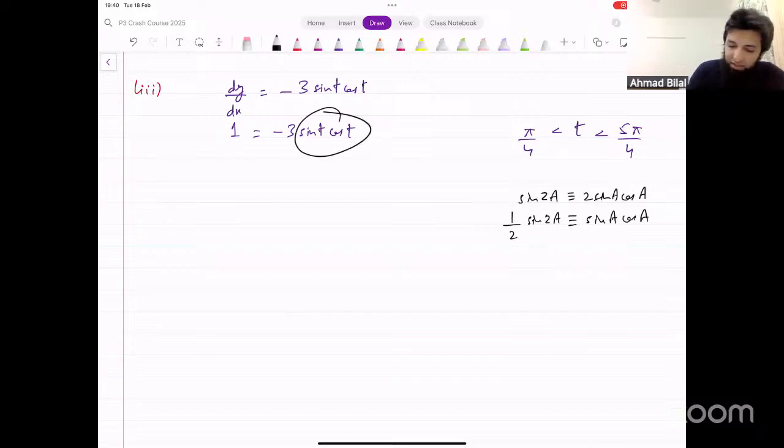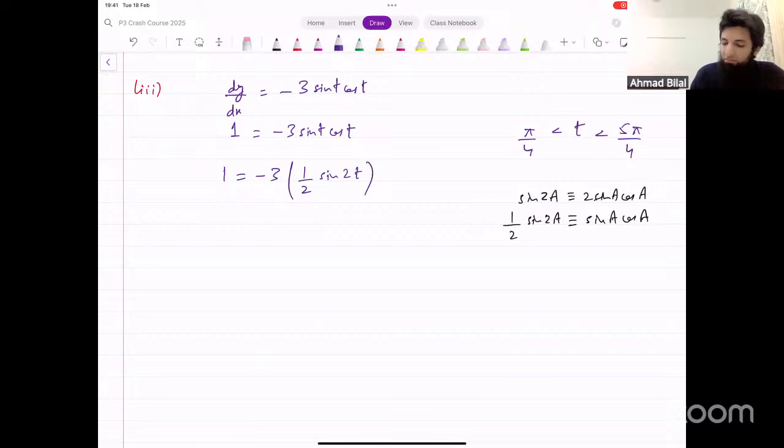So this thing here, sine t into cos t, I can replace that with 1 over 2 times sine of 2t using this identity. If sine 2A is 2 sine A cos A, then 1 over 2 sine 2A is equal to this. So in place of sine t cos t, I'm inputting half sine 2t. And now this is something that we can solve.